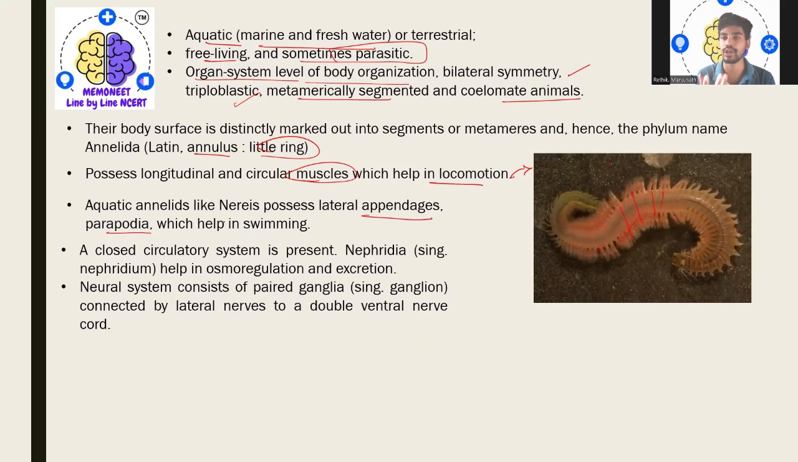Then what about their circulatory system here? Their closed type of circulatory system. Then there is also presence of nephridia, which helps in osmoregulation and excretion, right? Then coming to the neural system, it consists of paired ganglia. So what happens? They're connected by the lateral nerves to a double ventral nerve cord. Okay. So that means the neural system consists of paired ganglia, connected with the lateral nerves, single nerves, to the double ventral nerve cord.